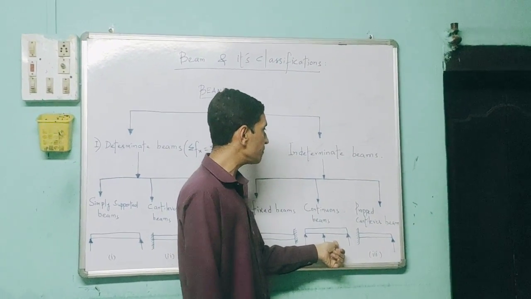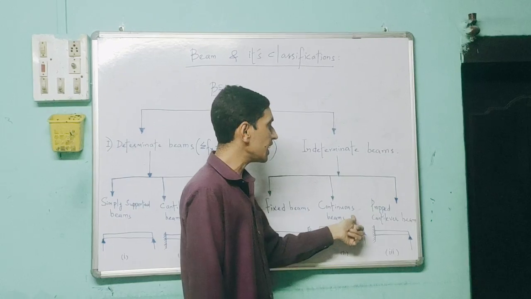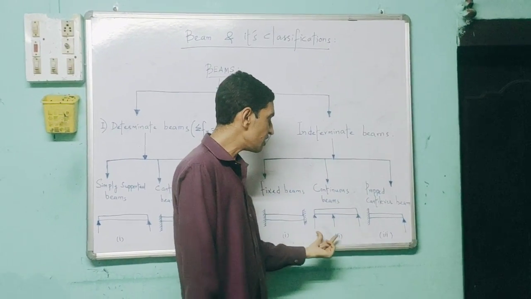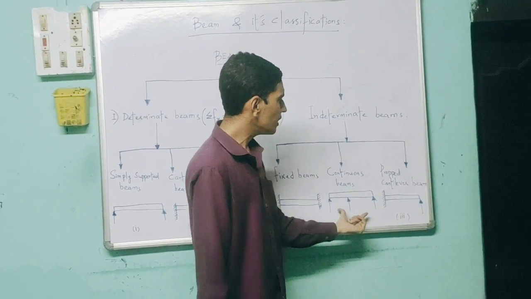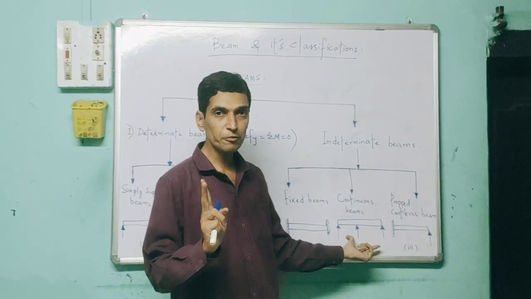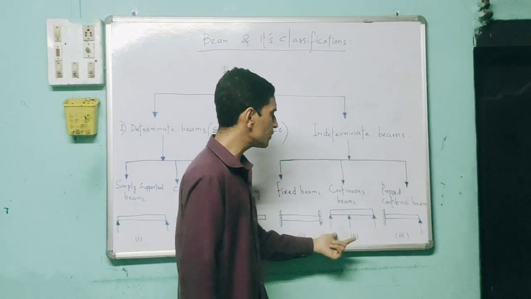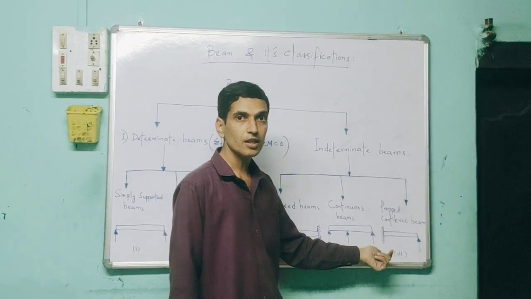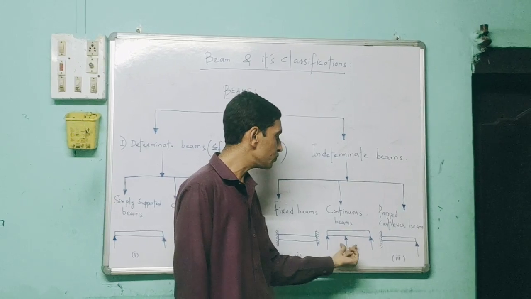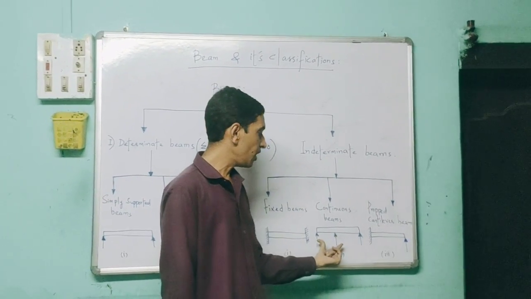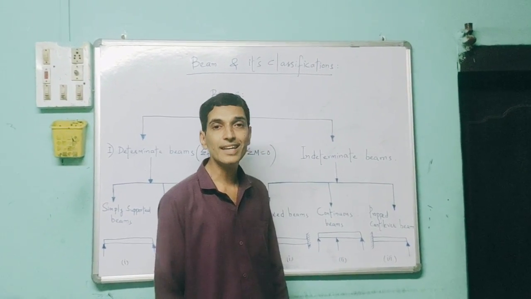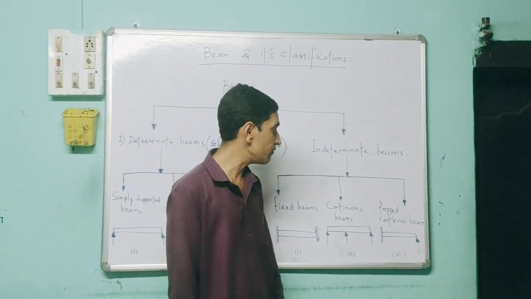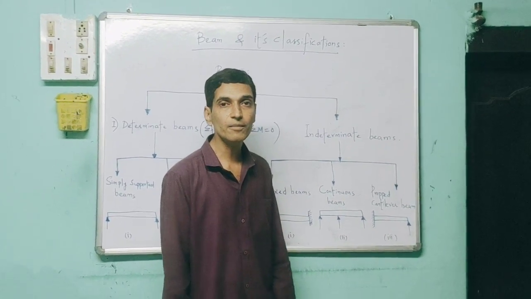Similarly, the next type of beam coming under indeterminate beams is the continuous beam, and the name itself indicates it. Here the beam has a minimum of 2 spans and a minimum of 3 supports. The beam which has a minimum of 2 spans and a minimum of 3 supports is called a continuous beam.